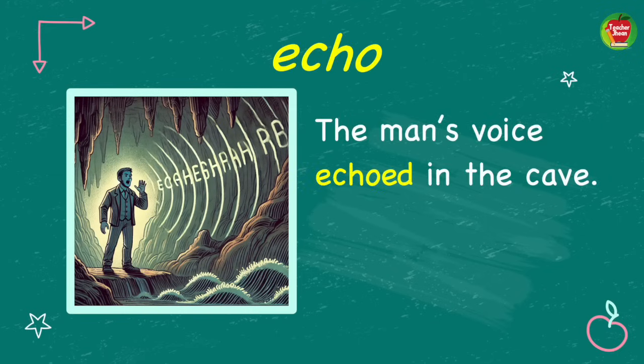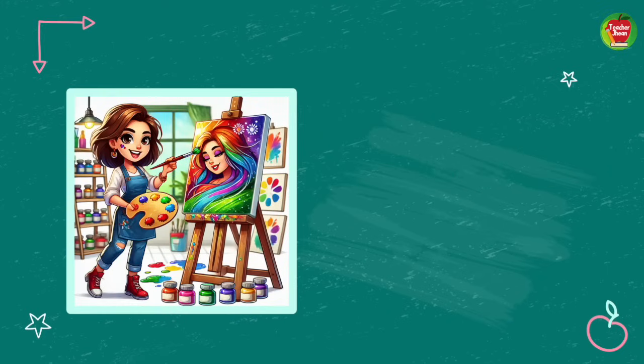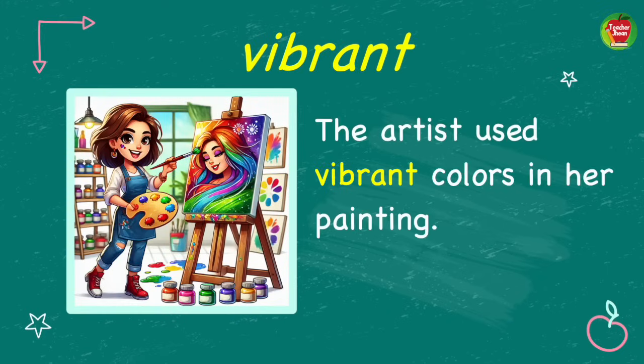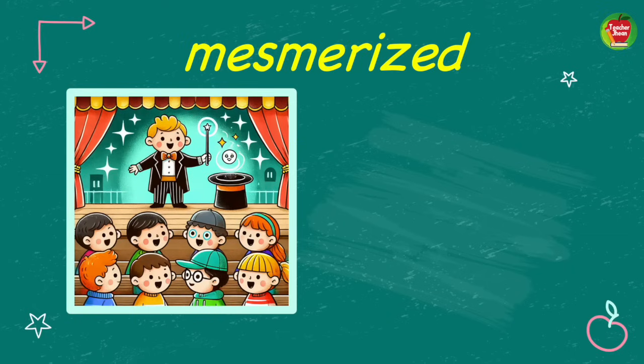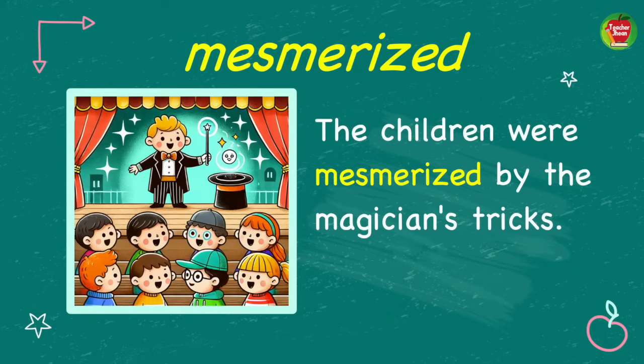Echo. The man's voice echoed in the cave. Echo. Vibrant. The artist used vibrant colors in her painting. Vibrant. Mesmerized. The children were mesmerized by the magician's tricks. Mesmerized.